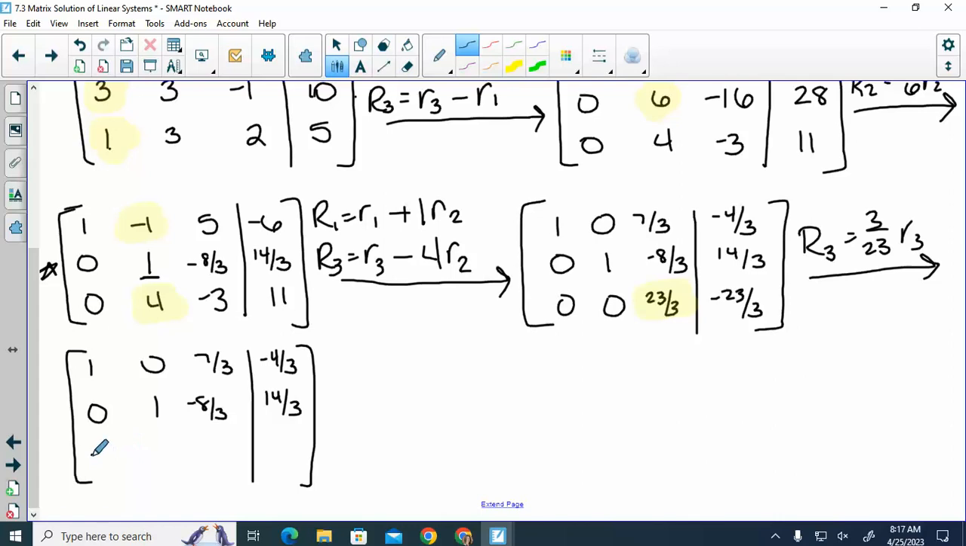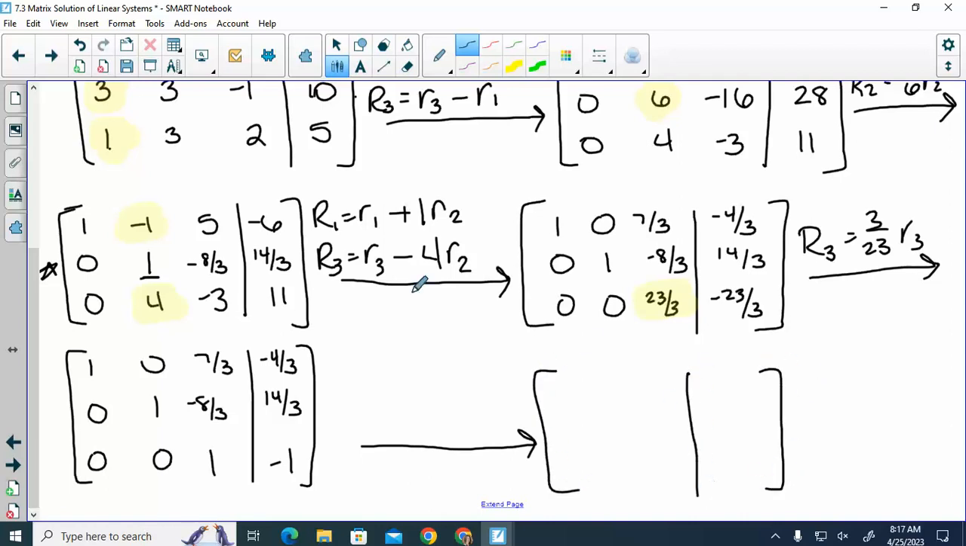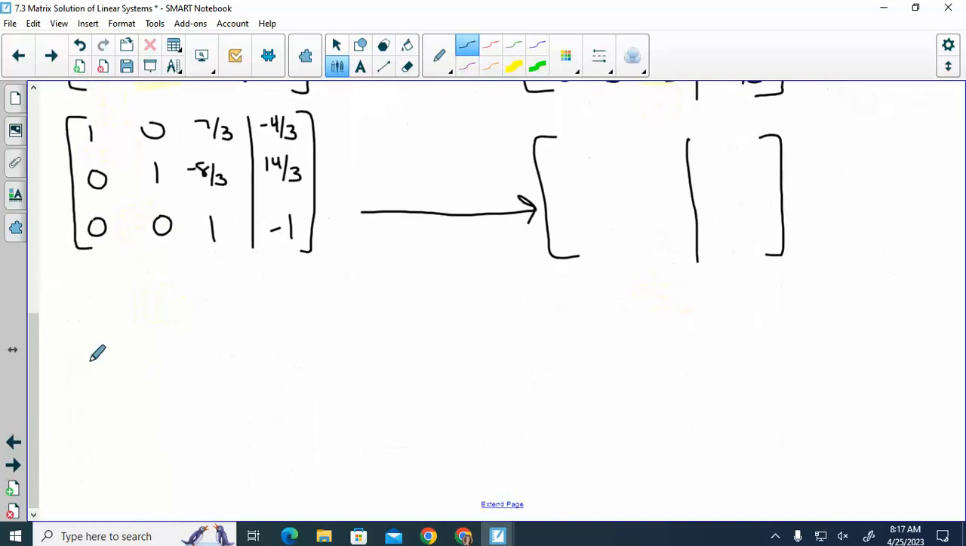0 times 23 thirds is still 0. 23 over 3 times 3 over 23, that's a 1. And this would give me negative 1. All right, we are one matrix away from our answer. What do we need now? We need the zeros in both of those. So let's start. Which row will I use to get those?